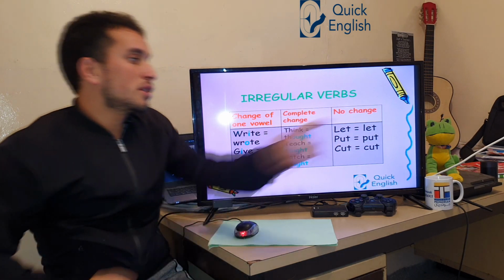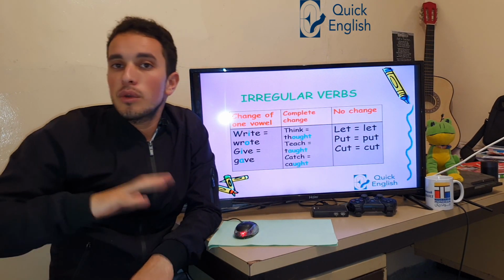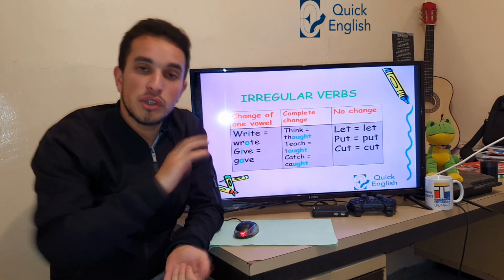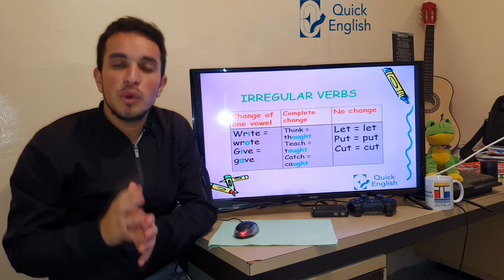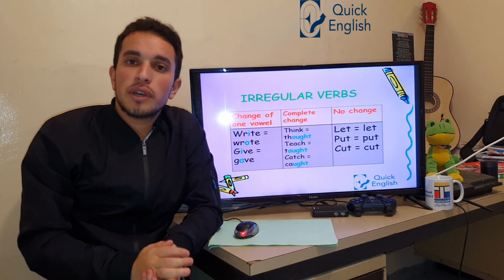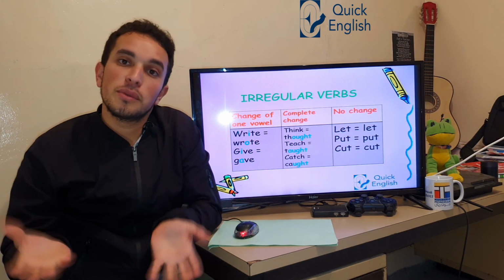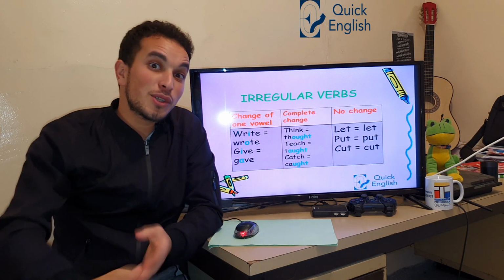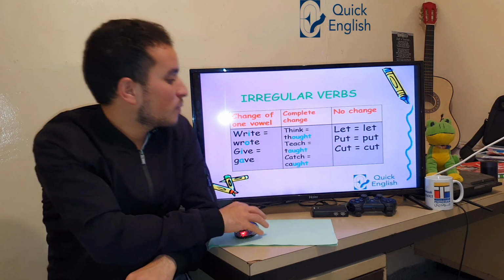Another category is the category of no change. Now, in this type of verbs, the verb stays as it is, like let, put, and cut. So three categories that can help you a little bit to memorize the irregular verbs, which, I repeat, need memorizing. They don't have a rule, so we need to memorize them and try to put them in context sometimes so that it is easy for us to memorize them. Okay, moving on.